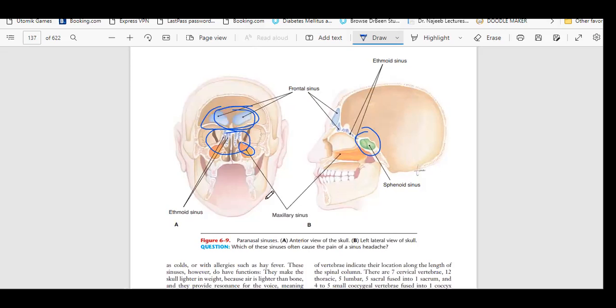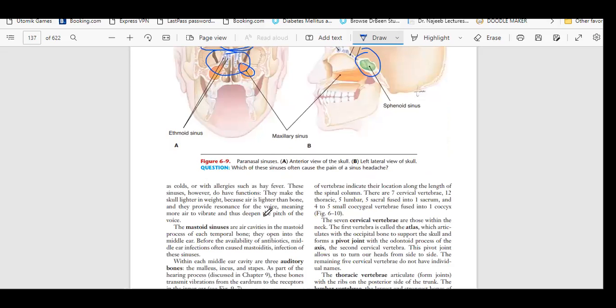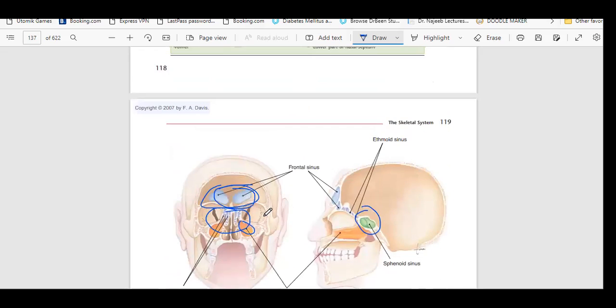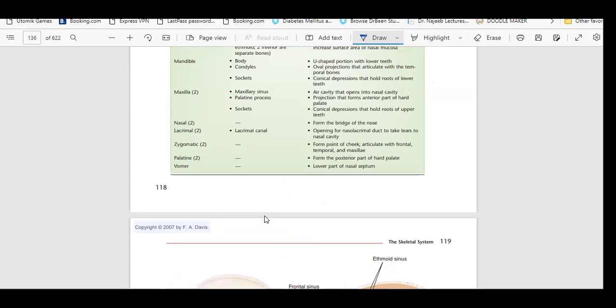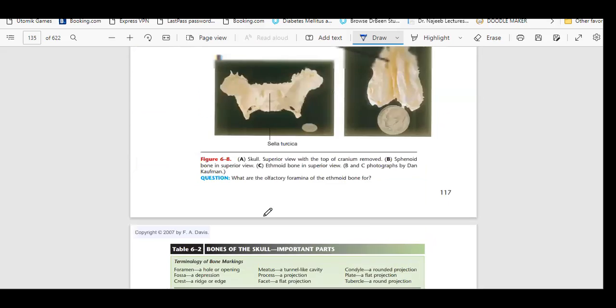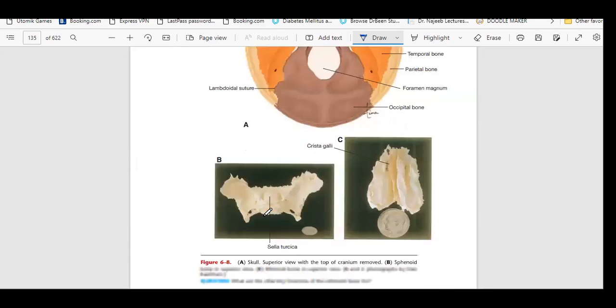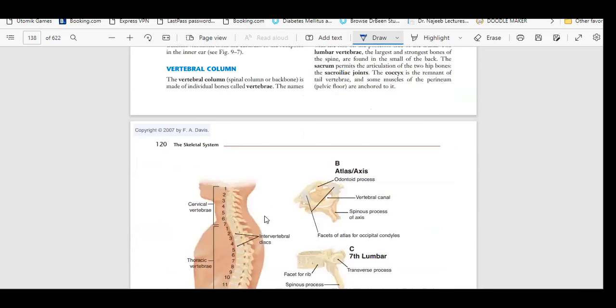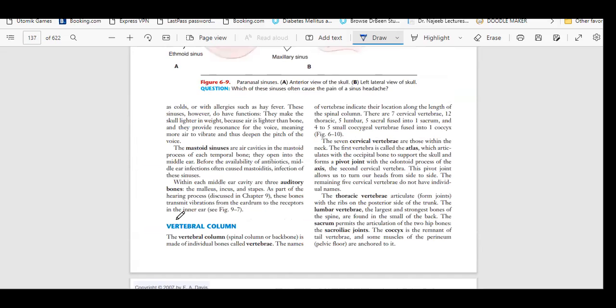So these are the very important sinuses which maintain the weight of the skull, as well as give an airway passage, and they increase the voice range. These are very important things we have to know. So next we have the topic called vertebral column.